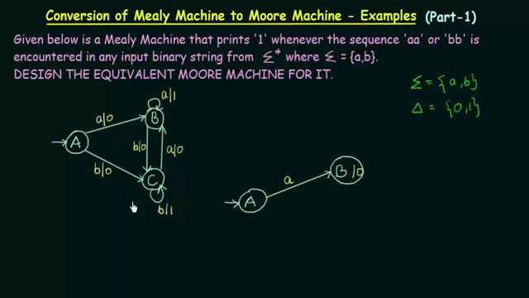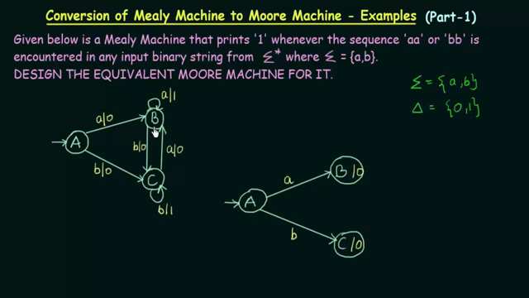Now A on getting input small b, where does it go? It goes to state C. So I'll make state C over here. This is state C, and A goes to C. When does it go to C? On getting input small b, and the output associated was 0, and it was going to C. So I will associate this output 0 to state C over here now. Okay, so here C has the output 0.